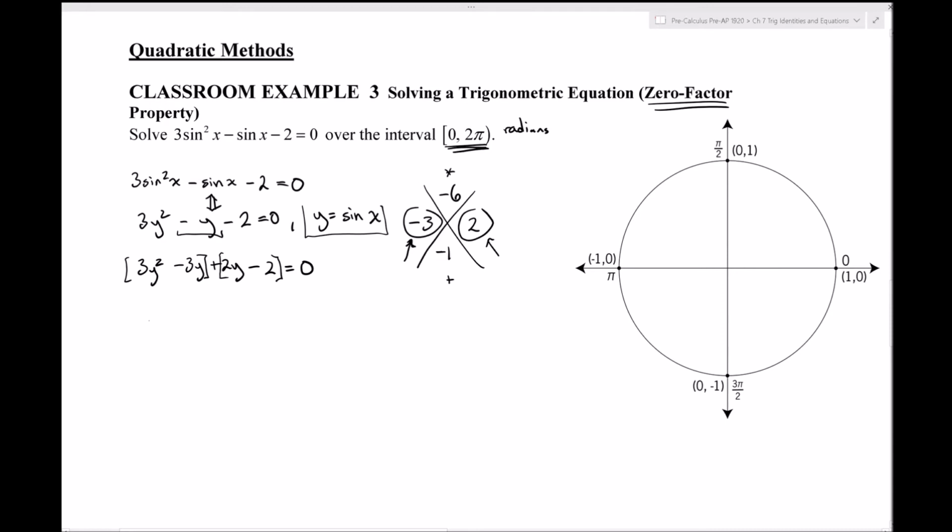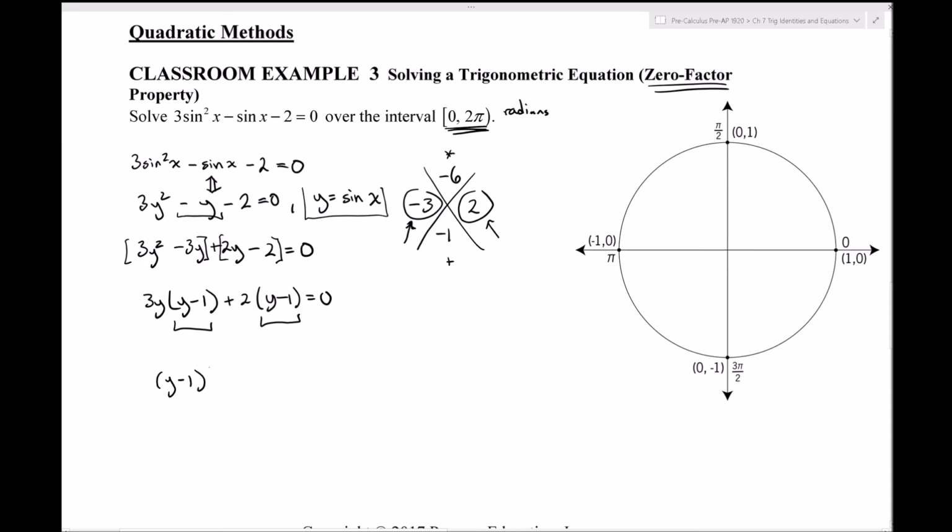That's going to be 3y on the outside, y minus 1 on the inside, plus there's a common 2 on the outside, y minus 1 on the inside. And if you did this right and found those numbers correctly, these two should match, and they do. So what we do is we factor that out, y minus 1. What's left over is the 3y plus 2. That's equal to 0, and there you go. There's a foolproof way of factoring this type of expression.